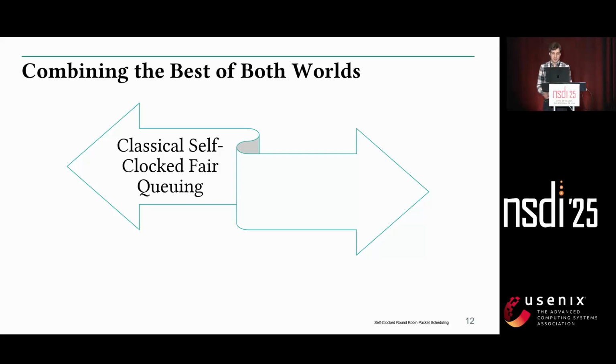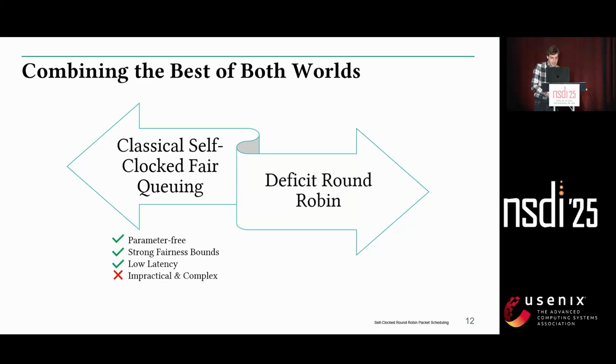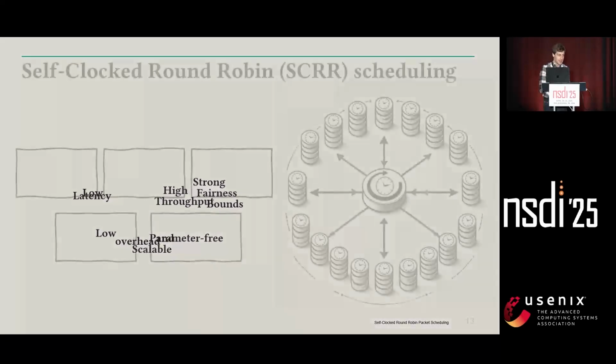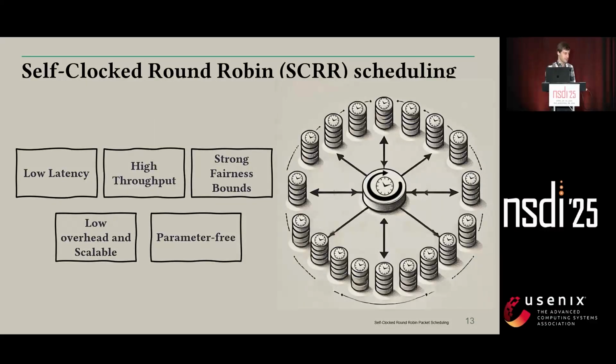On the spectrum for fair scheduling, we have the self-clocked schedulers that are parameterless, have strong bounds and offer low latency, but they are not practical for fast networking pipelines. And on the other side, we have DRR, which is simple, scalable, low overhead, but its performance heavily depends on its parameter configuration. We found a way to combine these two paradigms while retaining all their advantages. You will notice these are the same 5 characteristics of an ideal packet scheduler for the internet that can be found in the self-clocked round-robin scheduler, or SCRR in short.